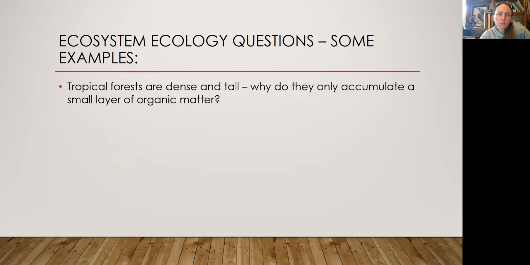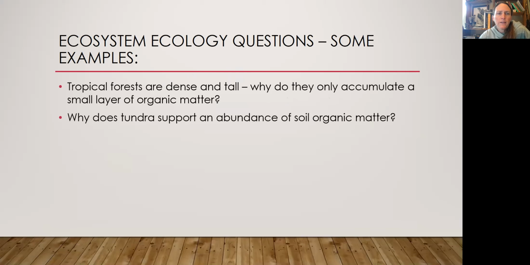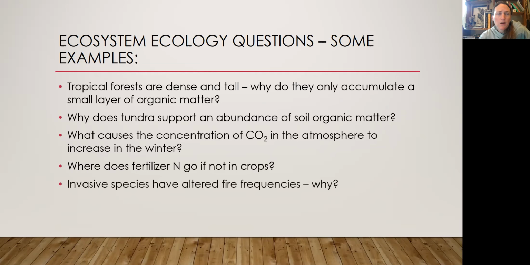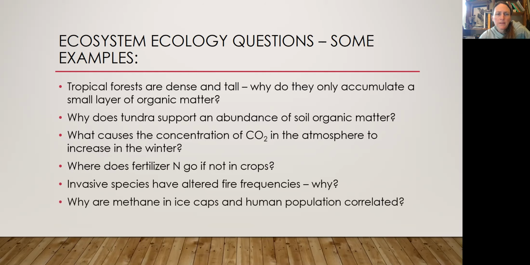So first of all, tropical forests are dense and tall, but why do they only accumulate a small layer of organic material? Why does tundra support an abundance of soil organic matter? What causes the concentration of CO2 in the atmosphere to increase in the winter? Where does fertilizer nitrogen go if not into crops? How have invasive species altered fire frequencies and why? And why are methane and ice caps and human population correlated?